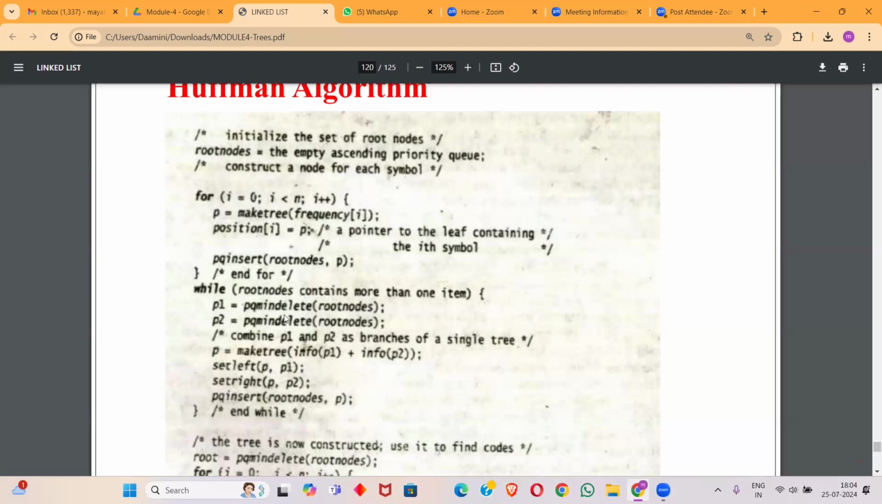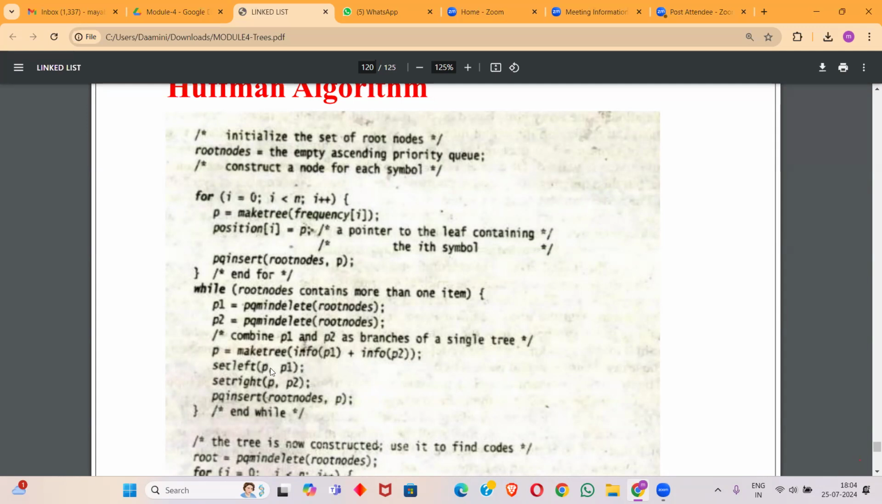You can add a node into the root nodes, or you can delete a node. There are two functions going on: PQ min delete, which we call twice, because one is for the left node and one for the right node. Or if you want to combine both branches into a single tree, you can make a tree with the information of 1 and 2. B1, D1, 1 plus 1 is 2. I am combining these 1 and 2 and creating a tree.